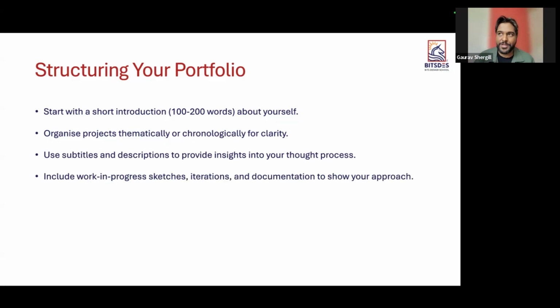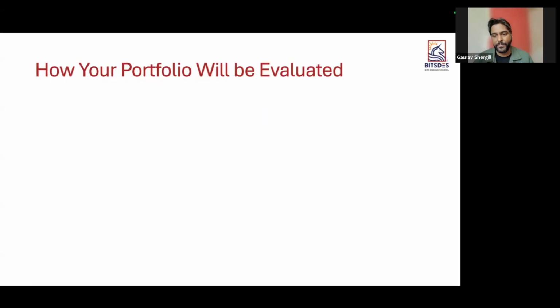Like Mandar said, work in progress. You don't have to be the best at all of these different skills. None of us was the best in all the subjects back in school. So even if these are work in progress sketches, if there are iterations that you come up with, and even if your final solution is not there, if there's a journey that you can showcase, we are interested to look at that. So how you document your approach is very important.